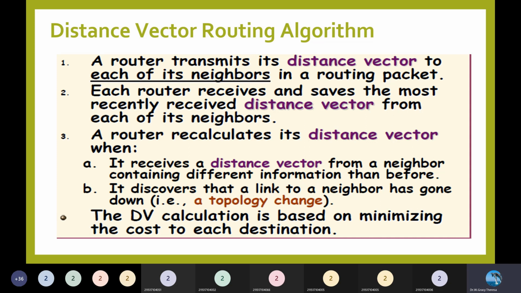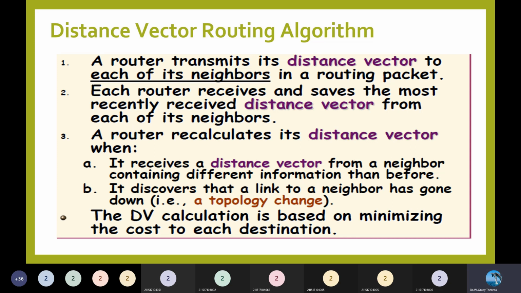At the same time, the router recalculates its distance vector when. So here, how is it going to update this routing table? At what time is it going to recalculate the distance vector? Number one, it receives a distance vector from a neighbor containing different information than before. If there is a new address or a new node in the neighbor's table, then that will be updated.